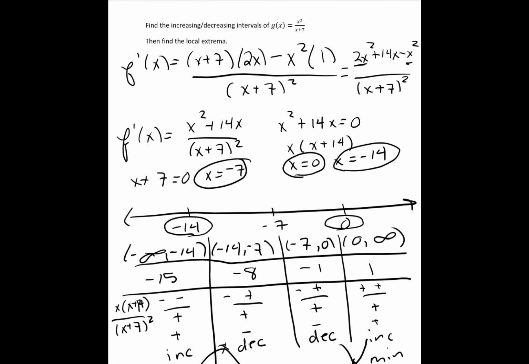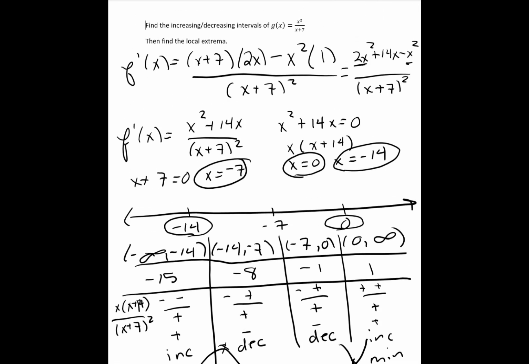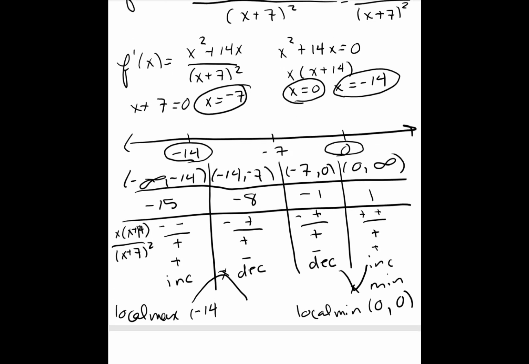Now we can look back to the beginning and see what the y values would be. Our original function was x squared over x plus 7. If I put in 0, 0 squared over 0 plus 7, that's going to give me 0. So I have a local min at (0, 0). And then the other one said negative 14. So I'm going to quickly throw that in my calculator. It gave me negative 28. So my max is (negative 14, negative 28), my min is (0, 0).